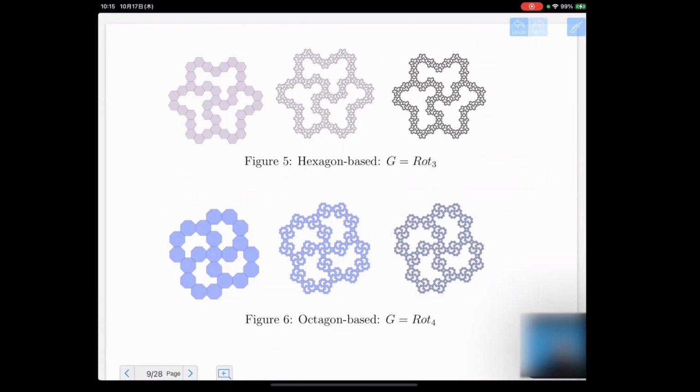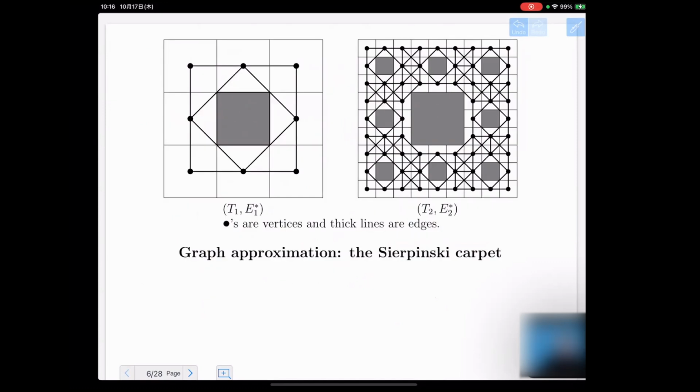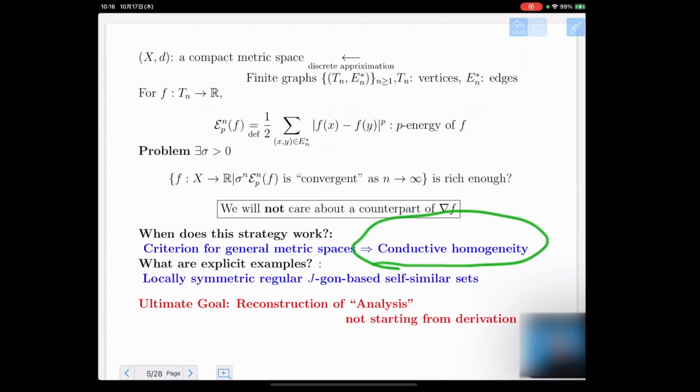If I have enough time, I want to talk about when this type of self-similar set has conductive homogeneity, or when we can construct the p-energies on this set. My answer is, if there is no obstruction. I think I won't have time to give a definition of the obstruction. But anyway, I have to explain what conductive homogeneity is.